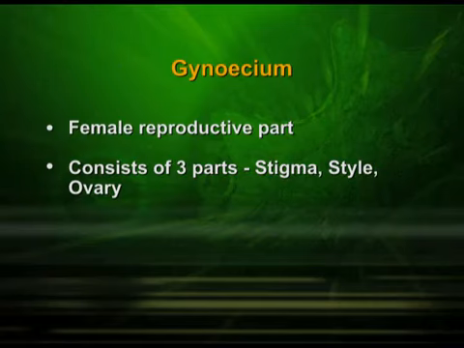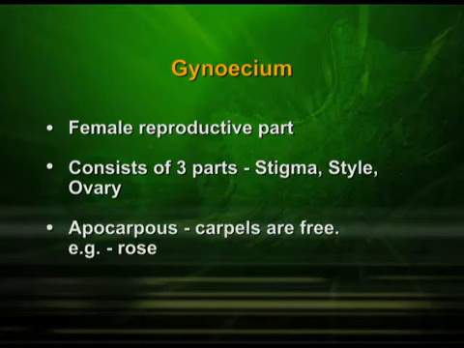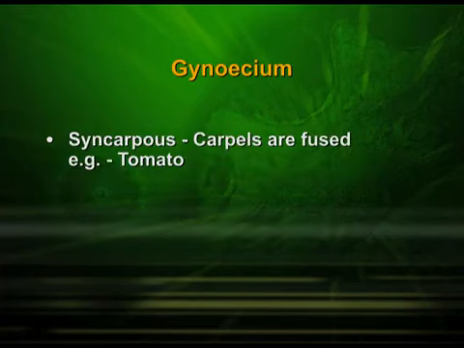When the carpels are free, they are called apocarpous, example the rose plant. When the carpels are fused, example tomato plants, they are called syncarpous. The gynoecium may be apocarpous or syncarpous.